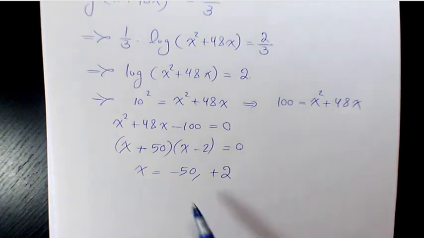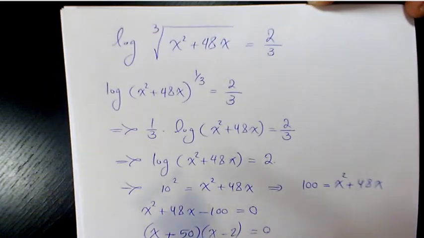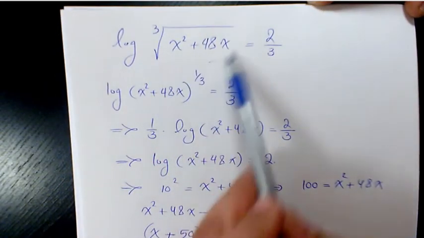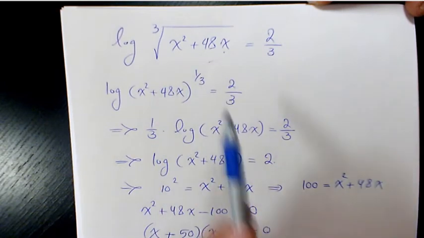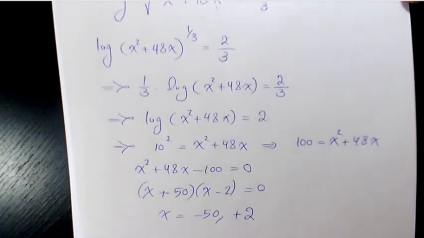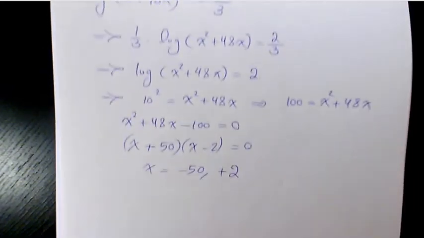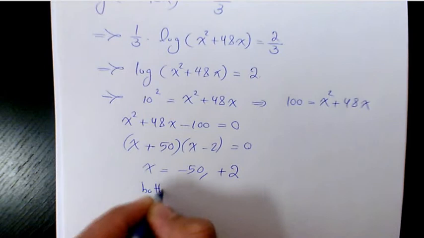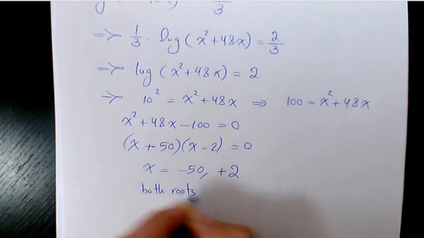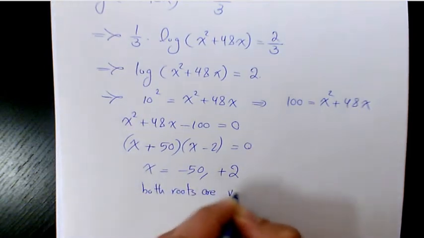Now we need to check which one is acceptable, which one is not. As you see here, this expression has to be greater than 0. If we substitute positive 2 or if we substitute negative 50, in any case it's going to give you a positive answer. So I'm going to say both roots are valid.